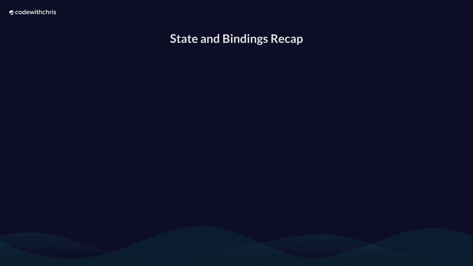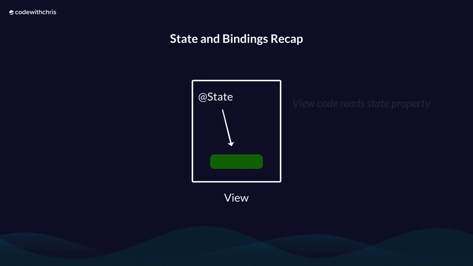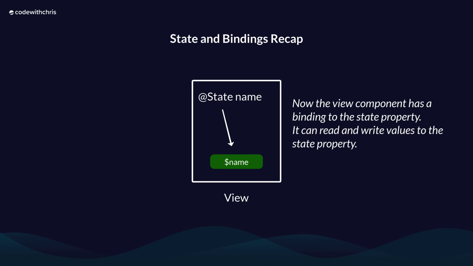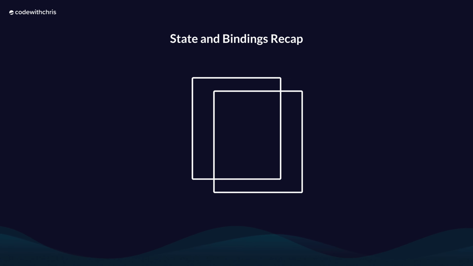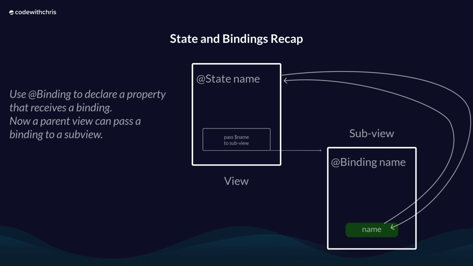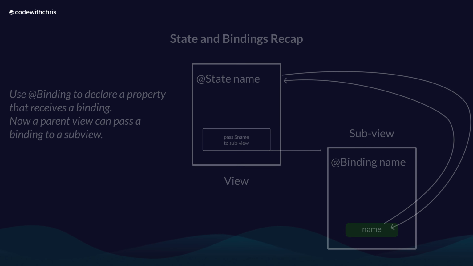So let's consider what we've learned so far. You learned that state properties are used to store values that a view depends on. You learned that you can use a $ sign when referencing a state property to allow a view component to change the value in a state property. This is called a binding to the state property. Furthermore, you learned that if you have a subview, you can declare a binding property in the subview. That way, when you create an instance of the subview, you can pass through a binding to a state property, and the subview can now change the value of that state property that exists outside of that subview.